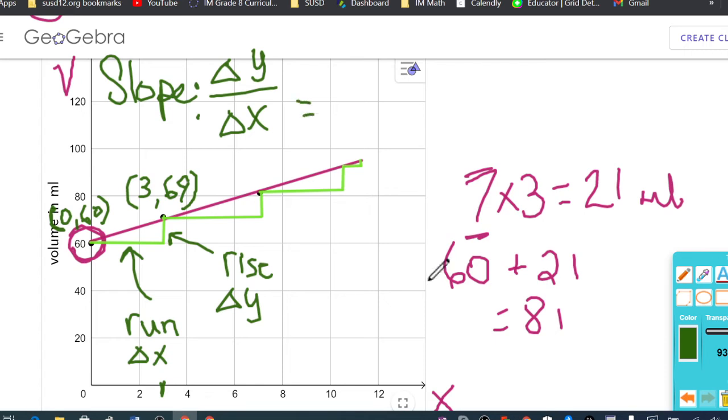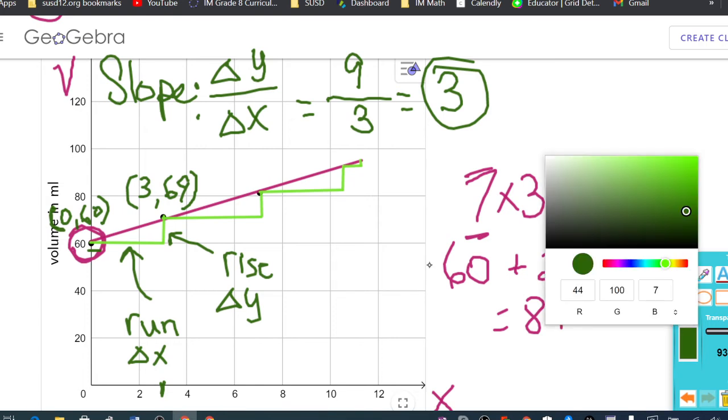The change in y for this triangle is from 60 milliliters to 69 milliliters. So that's a change of 9 milliliters. The change in x in this triangle, the horizontal change, is from x equals 0 to x equals 3. That's a change of 3. Now you get the slope of the line. When you reduce this fraction or ratio, it reduces to 3. That's the slope of the line. You can use any points on this line. Let me show you with the second set of points.